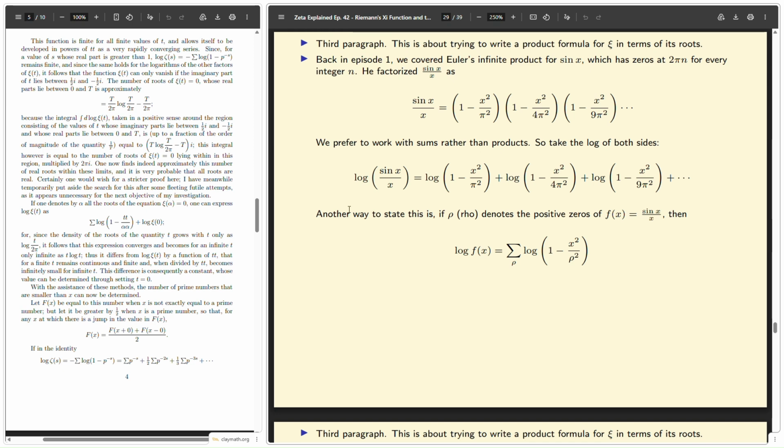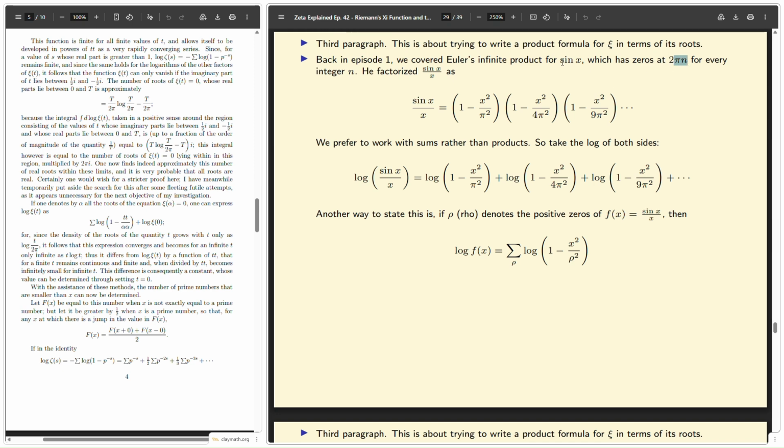And to figure out what the point of this even is, let's return all the way back to episode 1. In episode 1, we covered Euler's infinite product formula for sine of x. Sine of x has zeros at 2 pi n for every integer n. And sorry, I think I made the same mistake here as in that episode. This should just be pi n, not 2 pi n. Sorry about that, because obviously sine of x is 0 at an odd multiple of pi as well as an even multiple of pi.